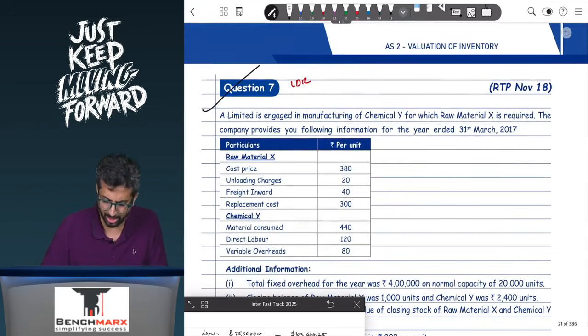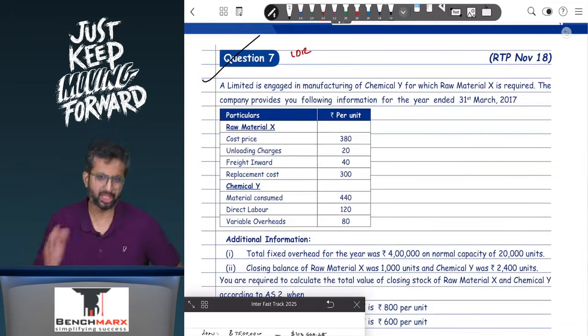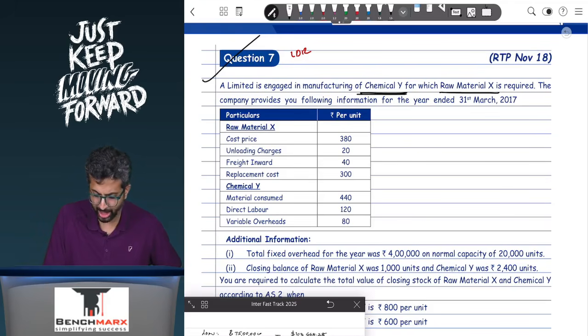Next we have question number 7. Now this is maybe a slightly easier version of question number 1, but nevertheless we can mark this as important for practice. A has engaged in manufacturing of chemical Y which has raw material X.